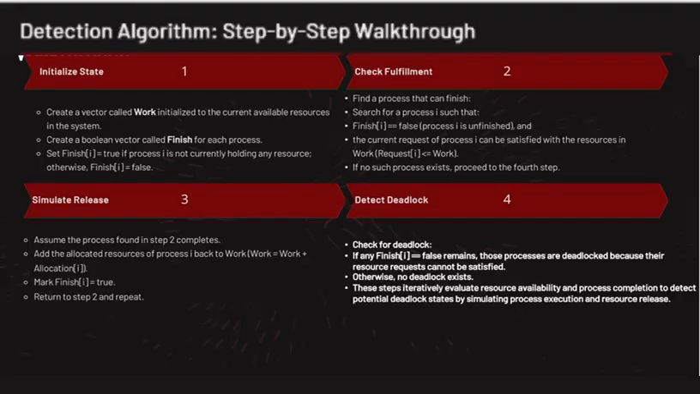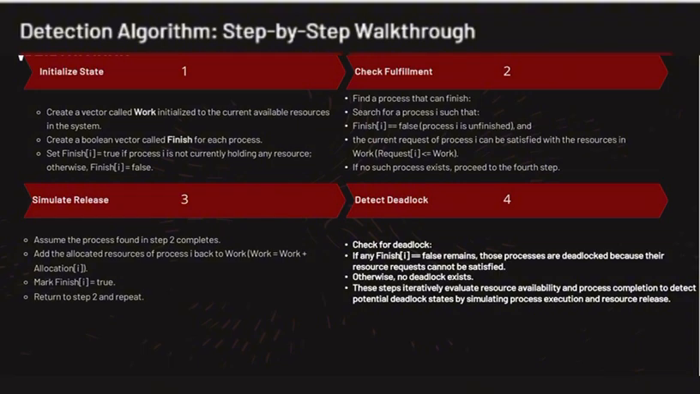Moving on to the next slide, slide 6, detection algorithm step by step. First, the OS initializes a work vector with available resources and a finished array for each process. Then it searches for any unfinished process whose request can be met with the available resources. If one is found, it's treated as finished and its resources are released back to work. The system repeats until no more processes can finish, and any process still marked unfinished at the end is considered deadlocked.